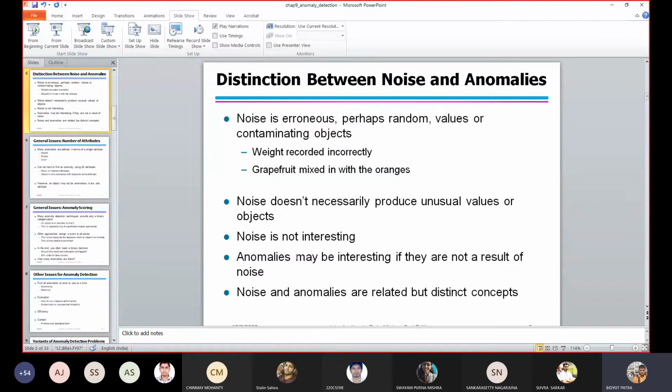So let's say reading noise: when you take some reading of some experiment, there may be a chance of error also, and that can be treated as noise. Noise is not interesting; generally we are interested in removing the noise. But as I said, in DBSCAN we are removing the noise, and along with removing noise we are also removing some outlier points. So noise and anomalies are related but distinct concepts.